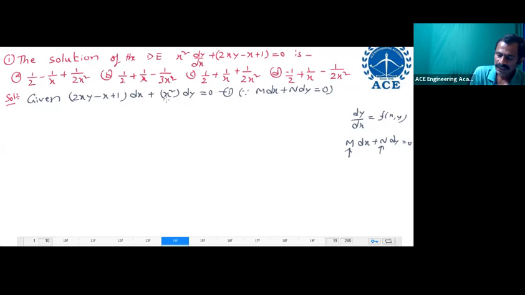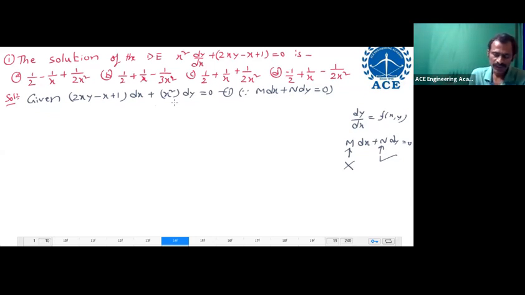N is in variable separable form, but M is not in variable separable form. In N we can separate variables, in M we cannot. So we cannot solve this problem by the variable separable method. Whenever the variable separable method condition fails, we try to check the condition of the second method.